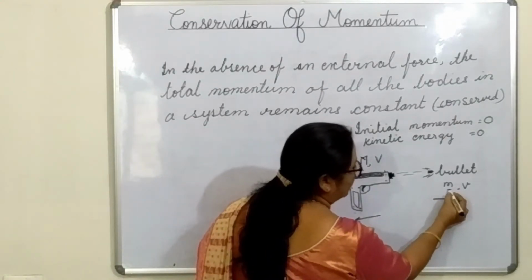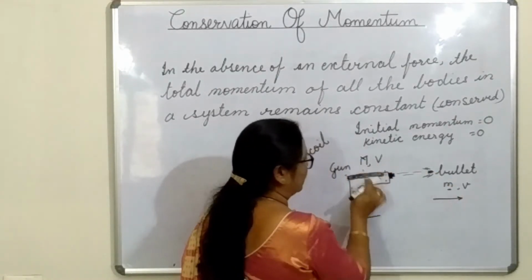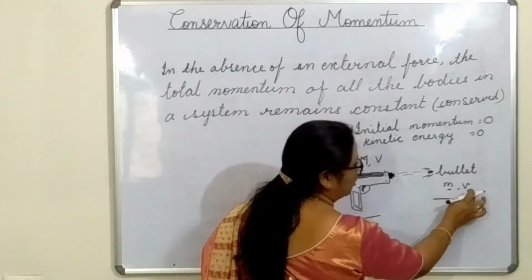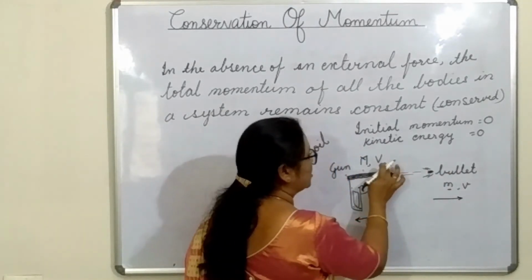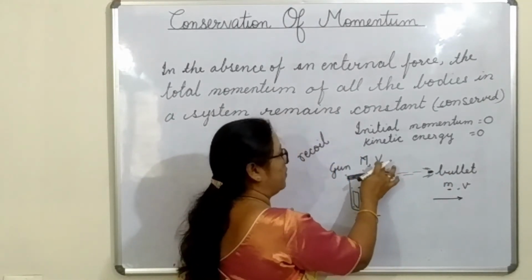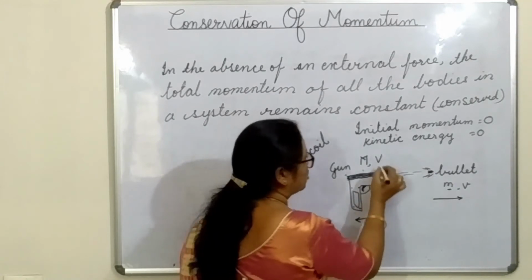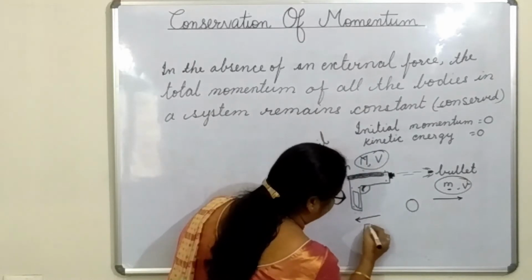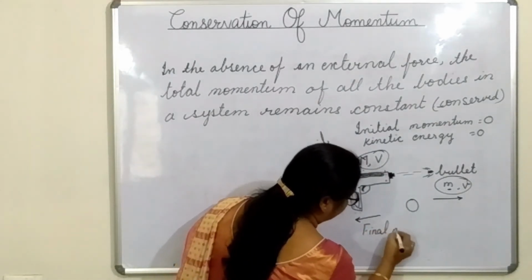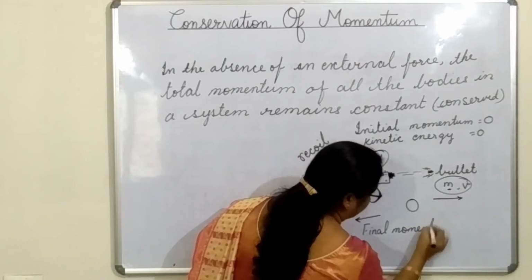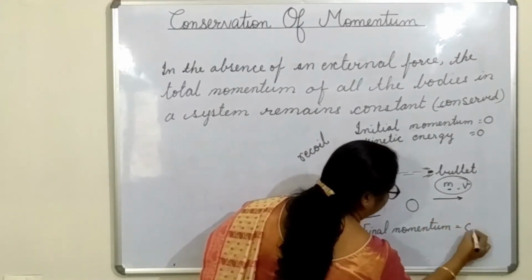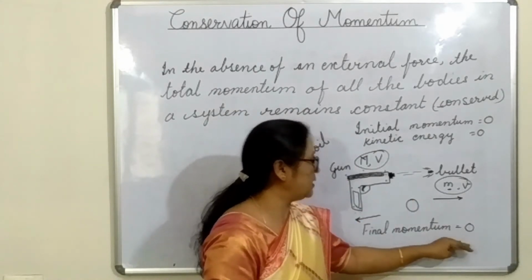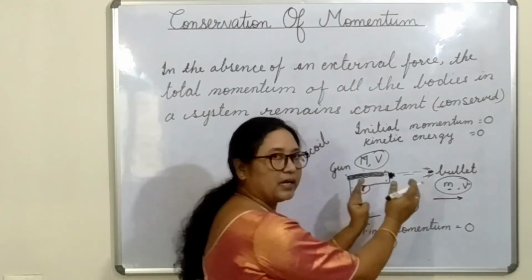Here the mass of the bullet is very small, the mass of the gun is very high. The velocity of the bullet is very high and the velocity of the gun is very small as compared to the bullet. So here both will cancel and the final momentum will come to 0. 0 doesn't mean no work is done. 0 means the momentum is conserved.